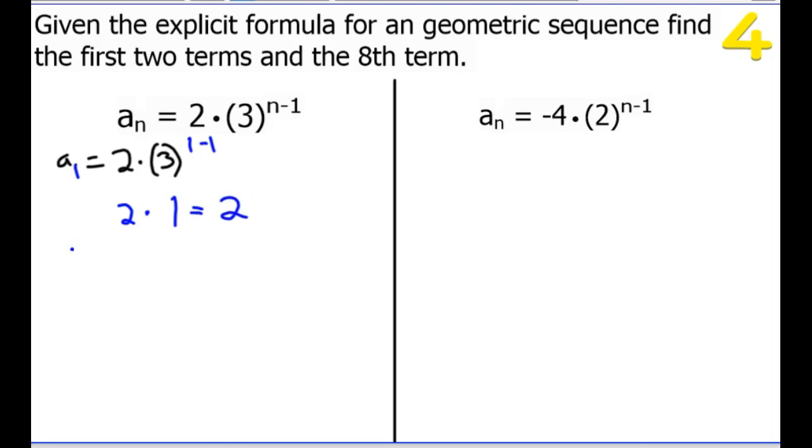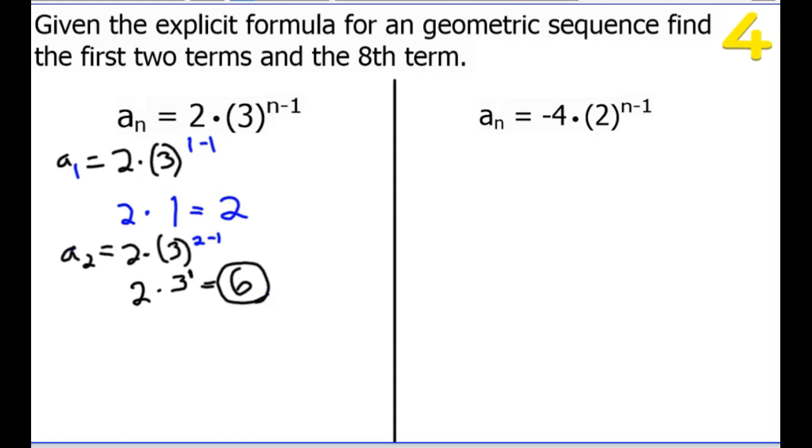Our second term then, we have a sub 2. That's going to equal 2 times 3, and our exponent then is 2 minus 1. So we're going to have 2 times 3 to the 1. 3 to the 1 is just 3, so 2 times 3 is 6. So our second term is 6.